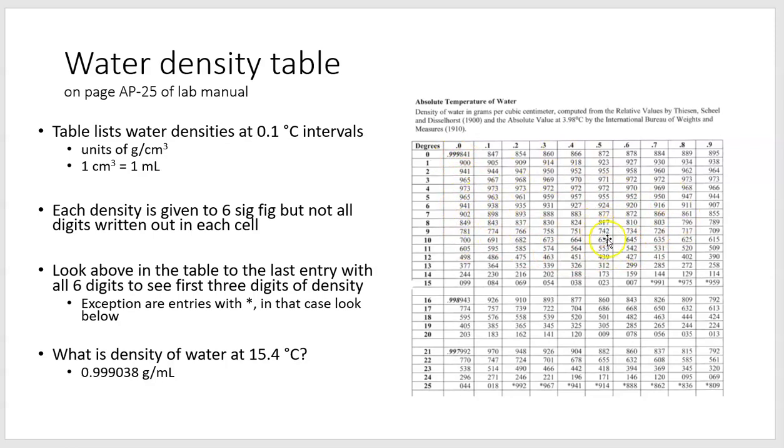Now, the one place it doesn't happen is every once in a while, the change from 0.999 to 0.998 doesn't always occur right at the end of a row, and we can see that's the case here. So when we see that little asterisk in front of an entry, that means don't go back to the first three numbers. It means go forward to the cell lower in the table with all six values.